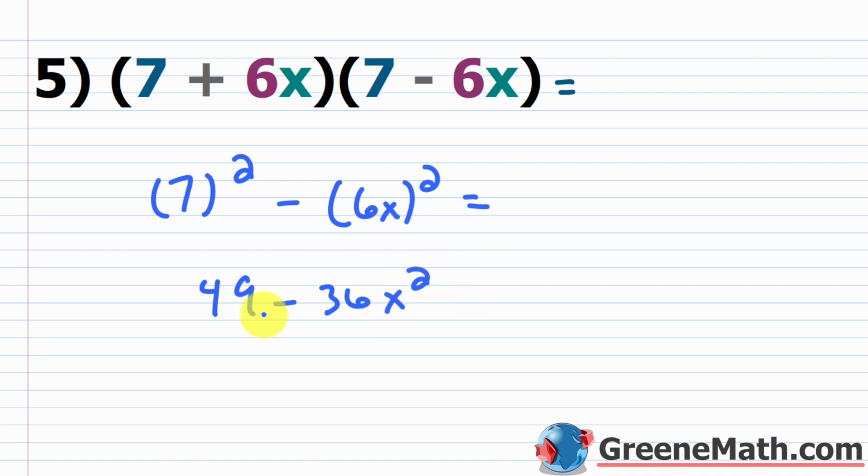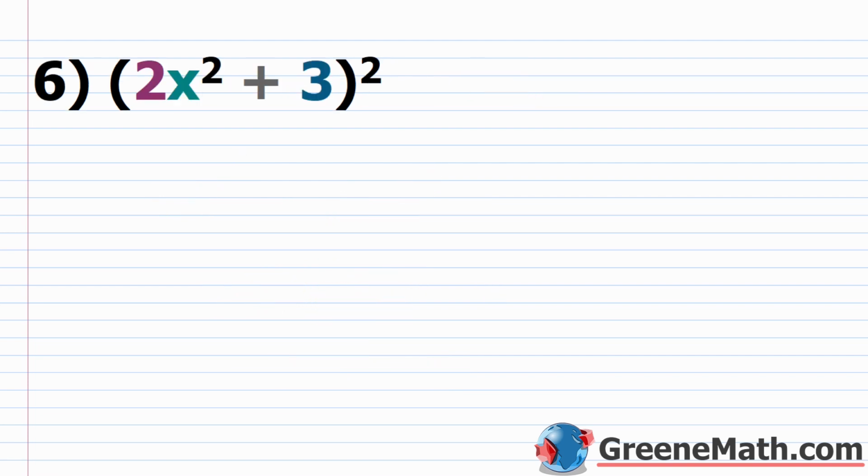So typically, you could leave it like this, or again, your teacher might want you to write this in standard form. Either way, it's the same answer. It's just the way we structure it. So I'm going to write this in standard form as negative 36x squared and then plus 49. But again, if you want to write it like this, just for clarity, to stay consistent with the formula, that's really up to you. Okay, let's look at problem number 6.